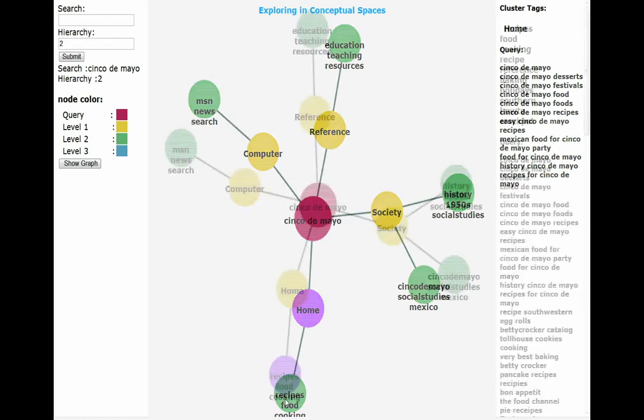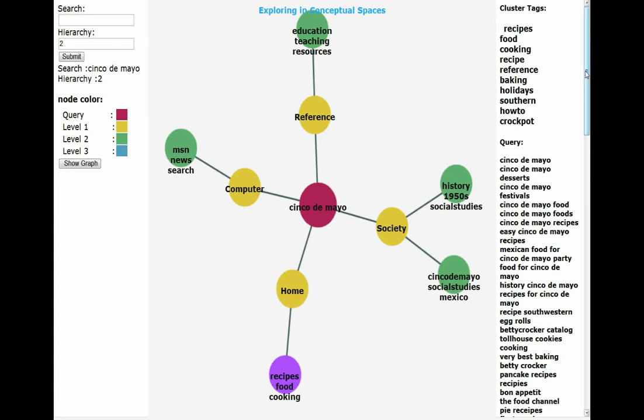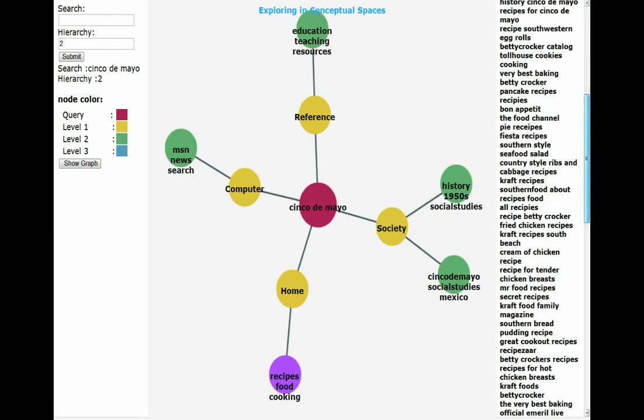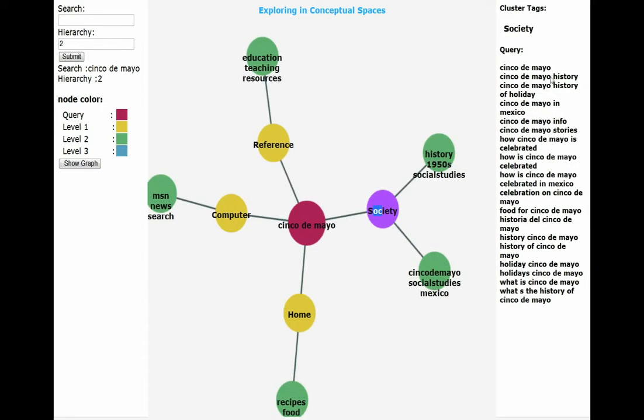Going deeper in the hierarchy, you can get additional things related to recipes, food, cooking, for example, things like cream of chicken, a recipe for tender, and so on. If we go to society, you can find queries related to the Cinco de Mayo history, or Cinco de Mayo in Mexico, or how Cinco de Mayo is celebrated.